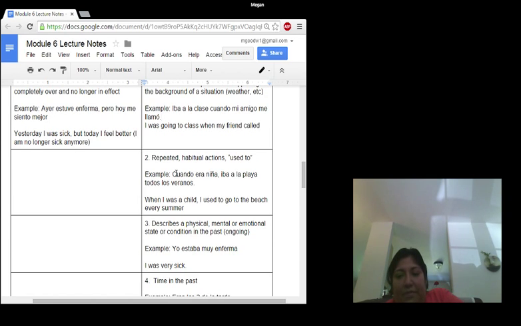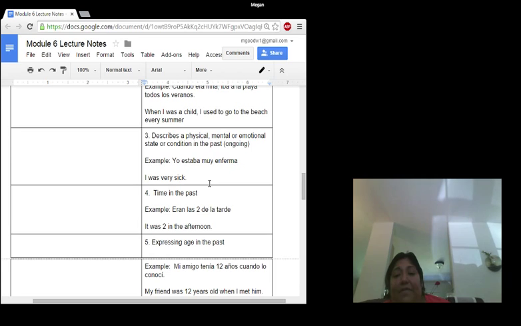Another usage of the imperfect is to talk about repeated habitual actions, like used to. For example, cuando era niña, iba a la playa todos los veranos. When I was a child, I used to go to the beach every summer.